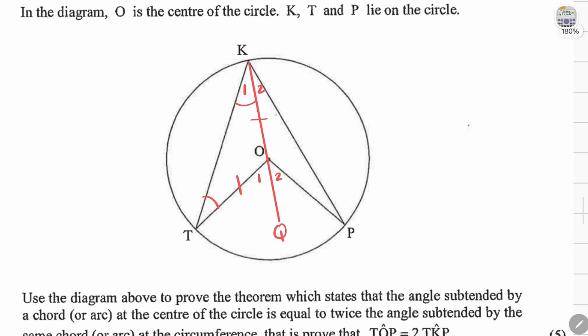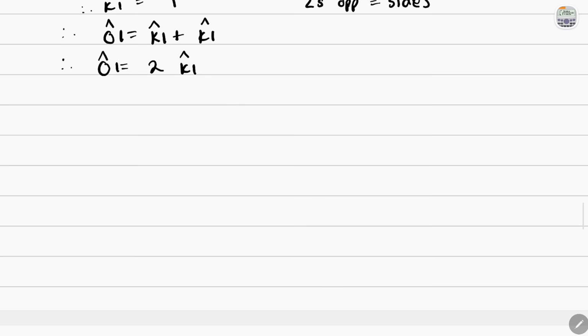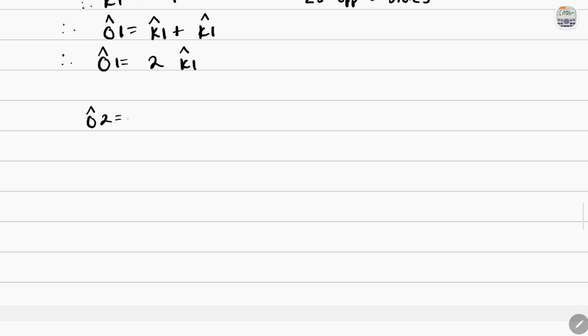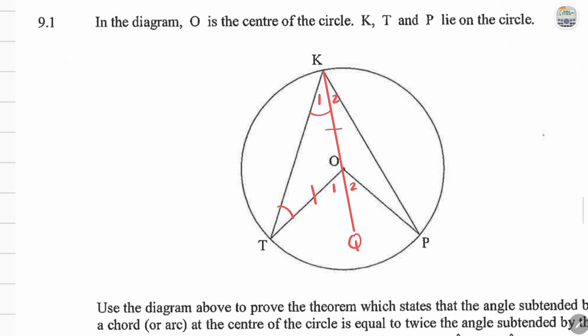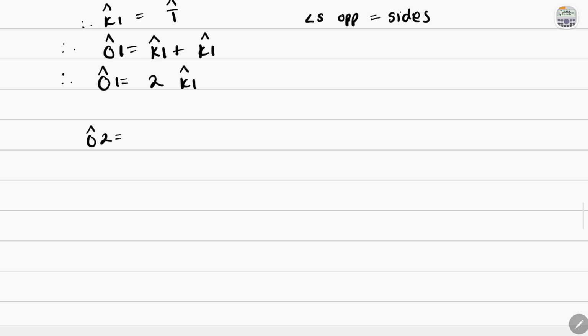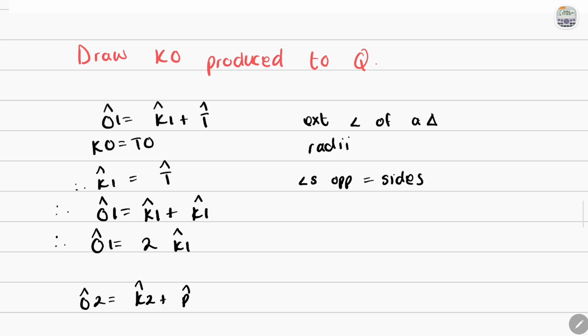Now, looking at the second part, we have the same situation here. We have a triangle with an exterior angle. So that exterior angle, angle O2, is equal to the sum of the two opposite interior angles. So it's angle K2 plus angle P. We'll add these two angles together, tell them angle K2 plus angle P, and put down your reason.